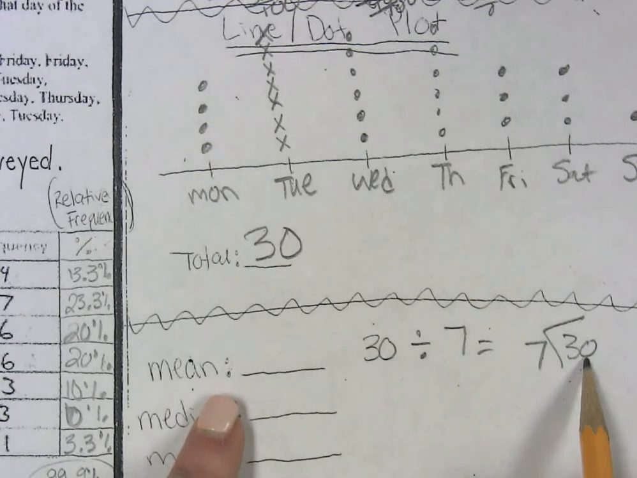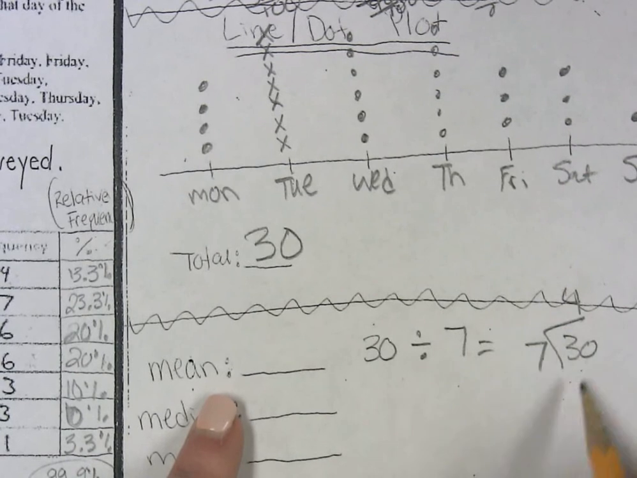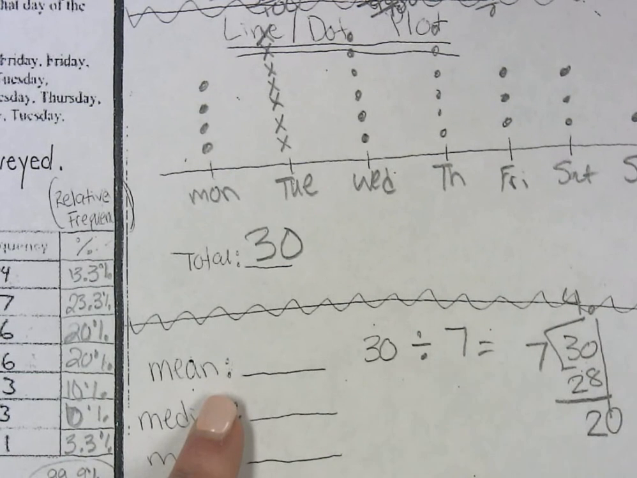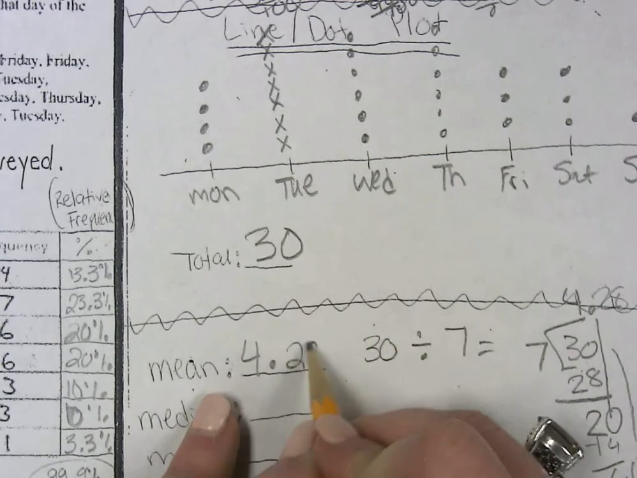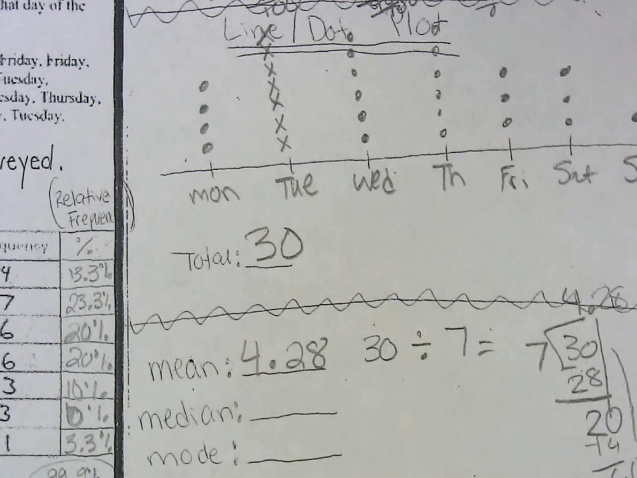7 goes into 30 4 times. 7 goes into 20 twice. That's 14. 6 left over, bring down. And 7 goes into 60. Is it 8? 7 times 8 is 56. Now, I'm just going to go ahead and stop there because it looks like it might take a while. I'm just going to round it off and say that our mean or our average is about 4.28. So the average number of people born on each day would be about 4 per day. A little more than 4.